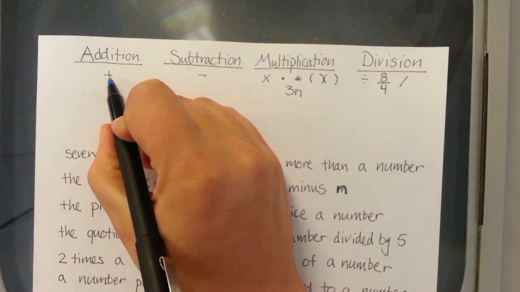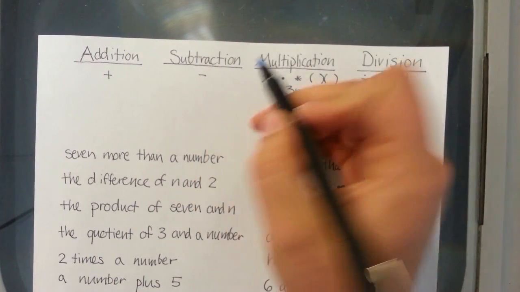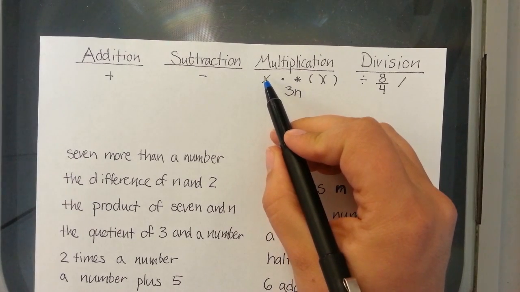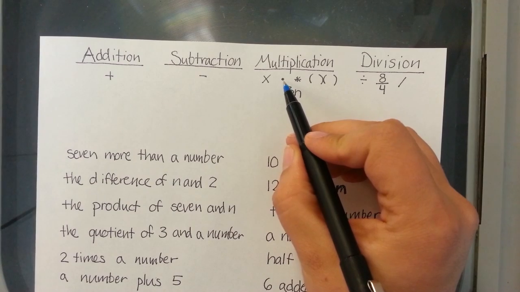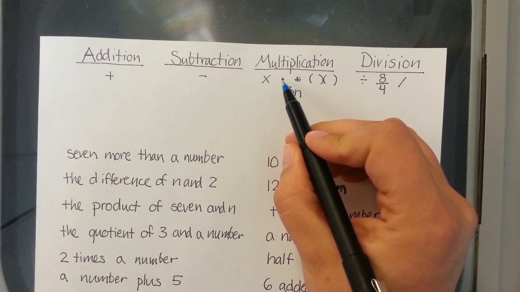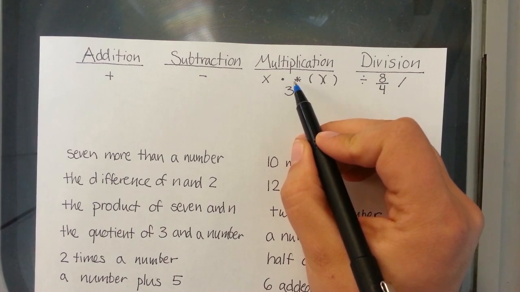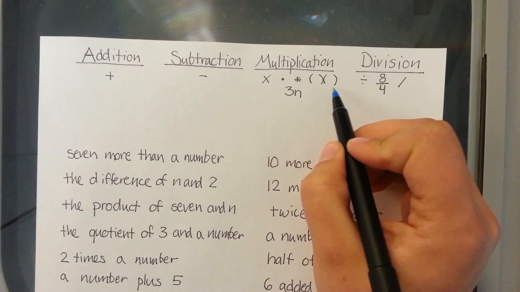This is the symbol for addition. This is the symbol for subtraction. Multiplication has several symbols you can use. From early on, you probably saw this little X kind. You may or may not have seen multiplication as a dot. On your computer, you'll see multiplication as this little star. Multiplication is sometimes done with parentheses next to each other.